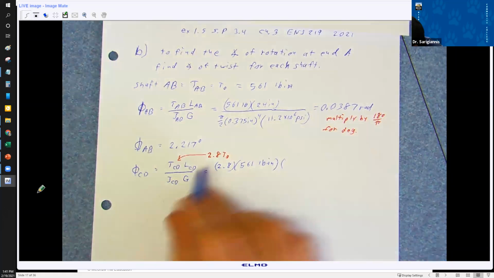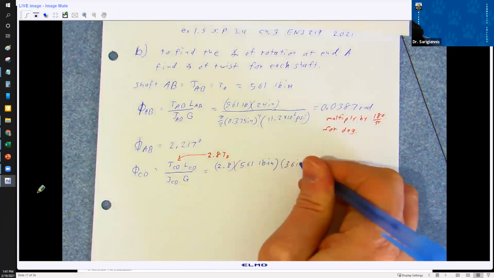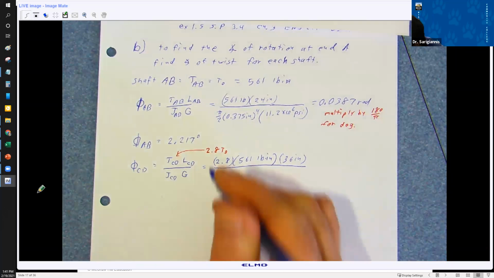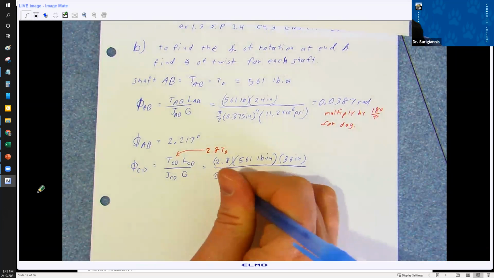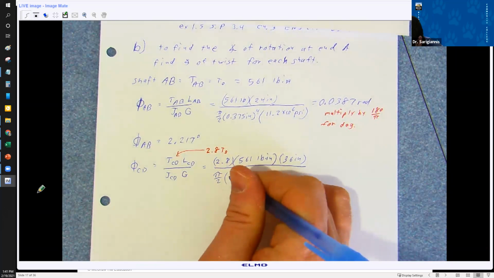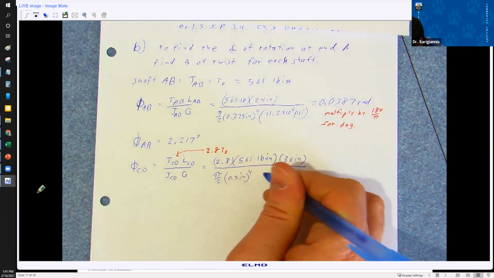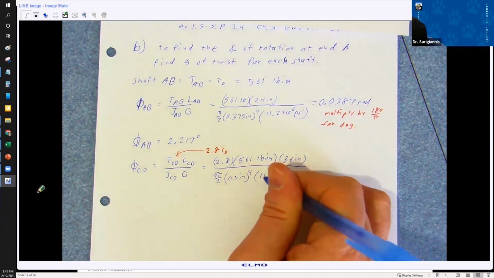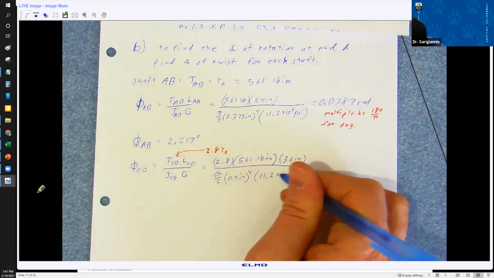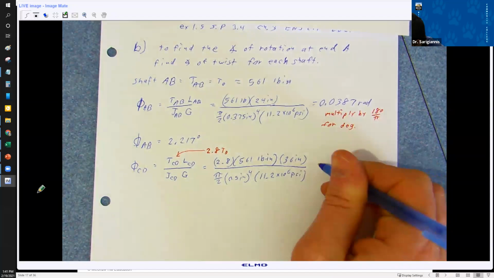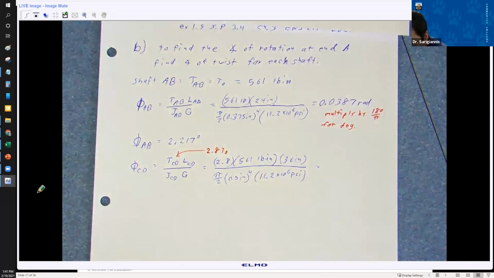And then we've got a length of 36 inches. And then the polar moment of inertia for that shaft, pi over 2 times 0.5 inches to the 4th. And then G is 11.2 times 10 to the 6th psi for the stiffness. And this turns out to be what? Let's see.